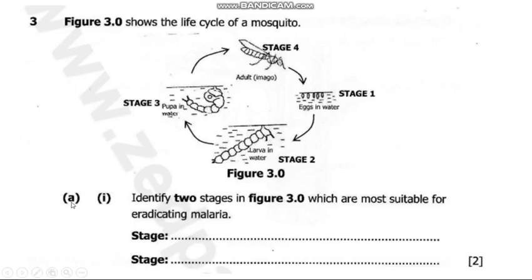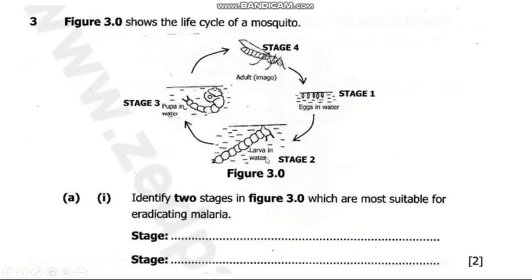So here is our question A1. Identify 2 stages in figure 3.0 which are most suitable for eradicating malaria. So we need to identify 2 stages from this figure 3.0 which are most, they have used the word most, which are most suitable for eradicating malaria. So the stages that are most suitable for eradicating malaria are stage 2 and stage 3.